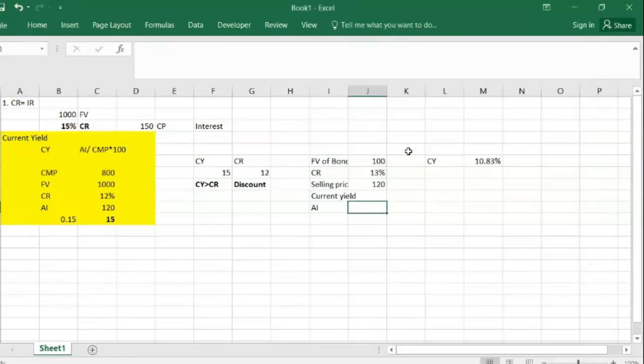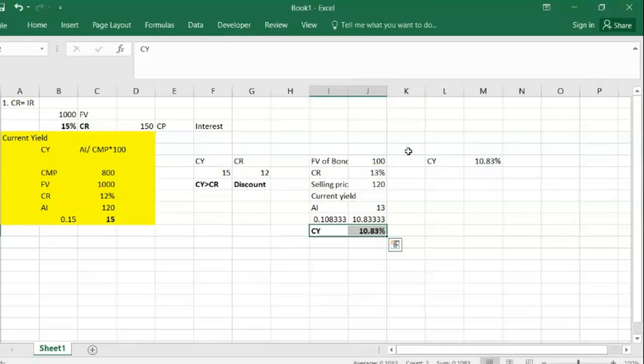Make it fast. The annual interest is calculated from the coupon rate. The coupon rate is 13%, calculated on the face value of 100 rupees. Hence, the annual interest is 13 rupees. The 13 rupees divided by the current market price of 120 rupees, multiplied by 100, gives 10.83%. 10.83% is the current yield.